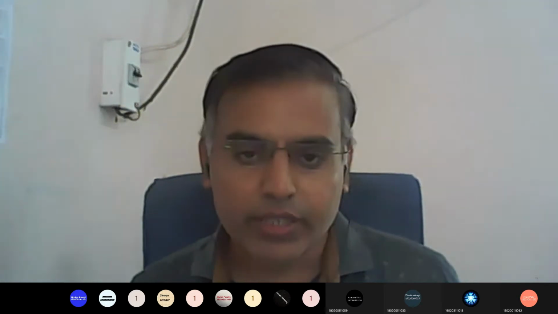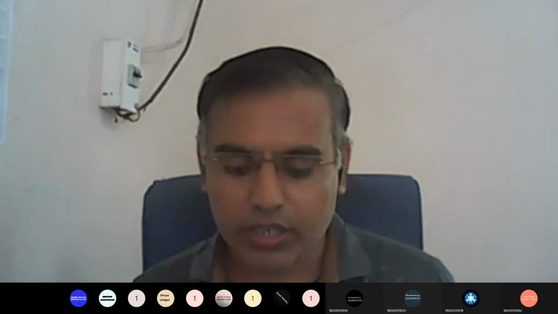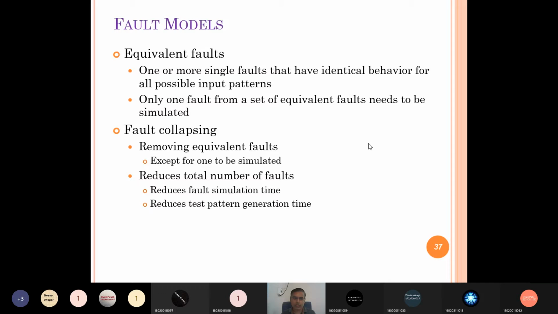To develop a fault model, it should be such that it takes less simulation time and is computationally efficient, right? So these are the targets for any goal of any testing and verification engine, right?